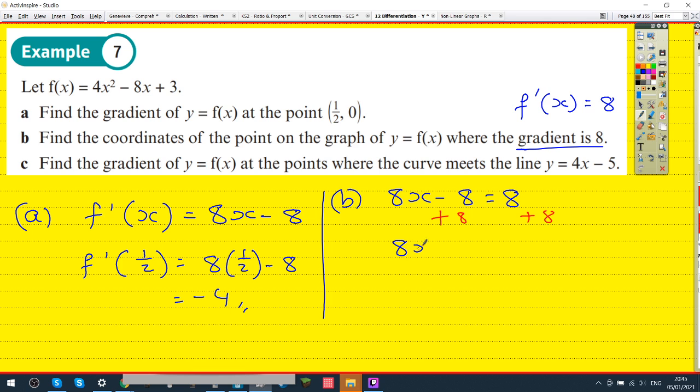And then divide by 8 on both sides. Yep. So x is 2. Technically they said coordinates. They want y. Yep. So y is the f of x. When x is 2, what is y? Any idea how you do that?